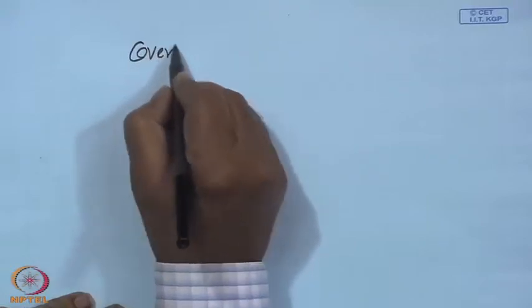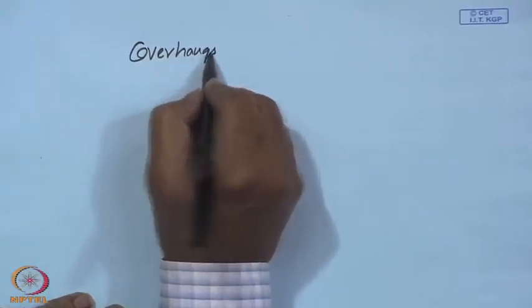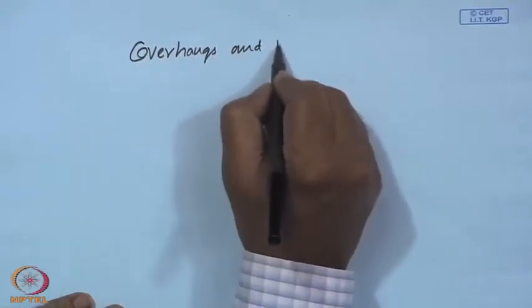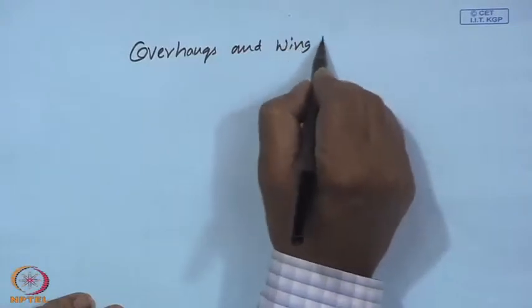So, we were considering the passive architecture, and we considered a number of devices like solar cookers, solar stills, etc. And then we also were considering the so called overhangs and wing walls.